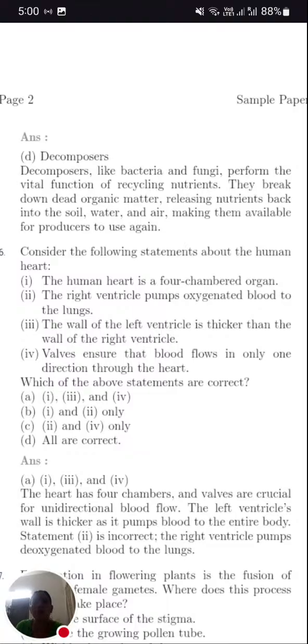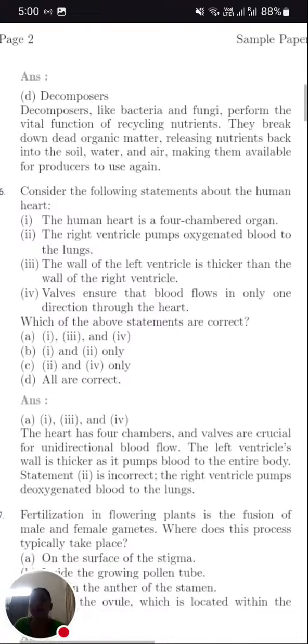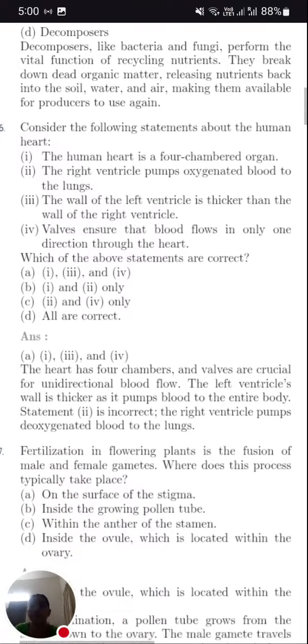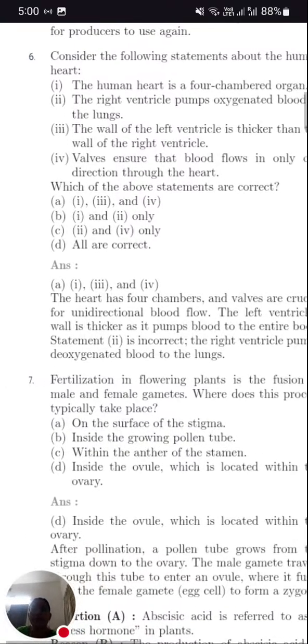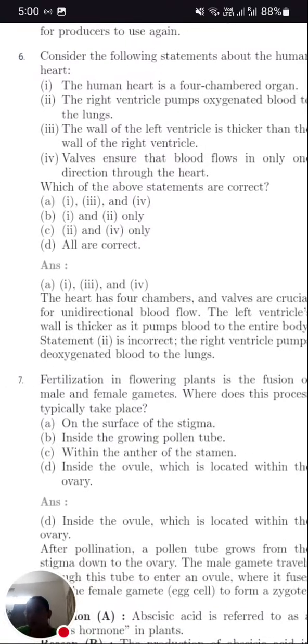So here we got only option 2 wrong. So 1, 3 and 4 are correct options. So option number 1 A is the correct answer for this. This question is completed. Now moving to the 7th question.